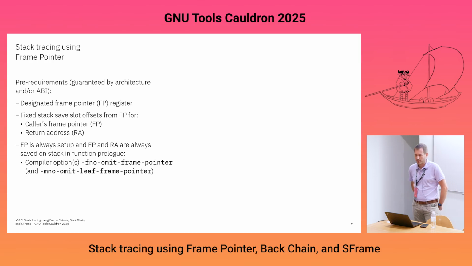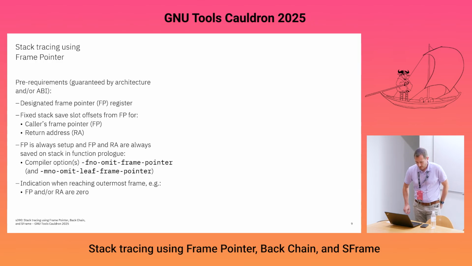And the frame pointer must always be set up, and the frame pointer and return address must always be saved to the stack in the function prologue, which can be achieved using said compiler options. And last, we need an indication when reaching this outermost frame. For instance, that can be that the frame pointer and/or return address are 0.